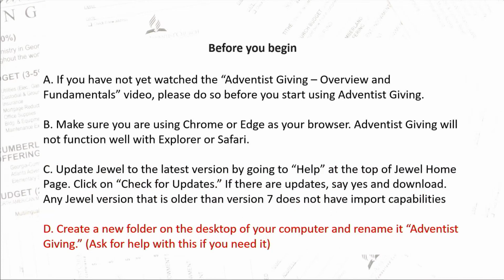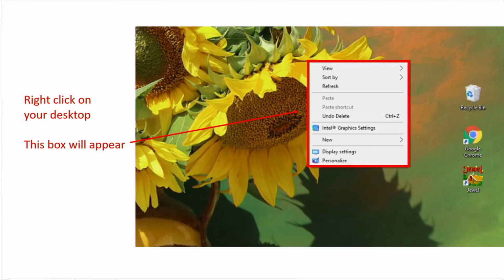Create a new folder on the desktop of your computer and rename it Adventist Giving. If you don't know how to do this, follow these steps. If you're using Windows 7, yours might look a bit different, but should be similar enough to follow along. 1. Go to your computer's desktop, the screen that has the various icons showing when you first log into your computer. Right-click your mouse on any part of the desktop.